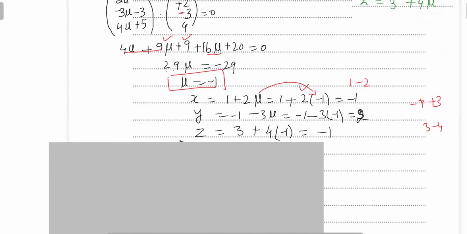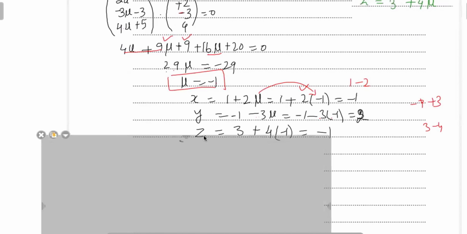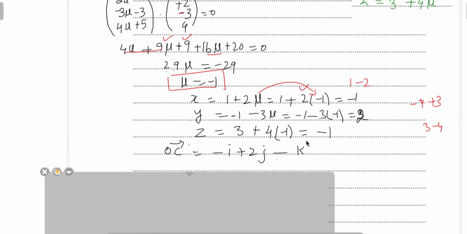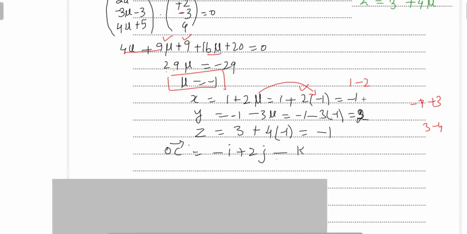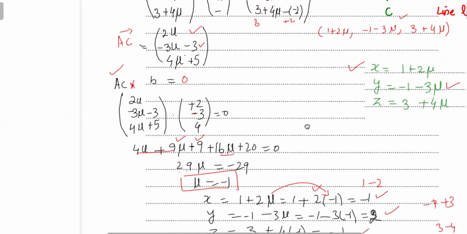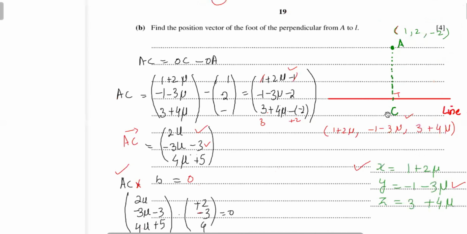Now the position vector of the point C will be OC. The coordinates of C are minus 1, 2, and minus 1. Therefore, the position vector of the foot of the perpendicular is OC equals minus i plus 2j minus k. We had to find this position vector of the foot of the perpendicular, and this is the solution.